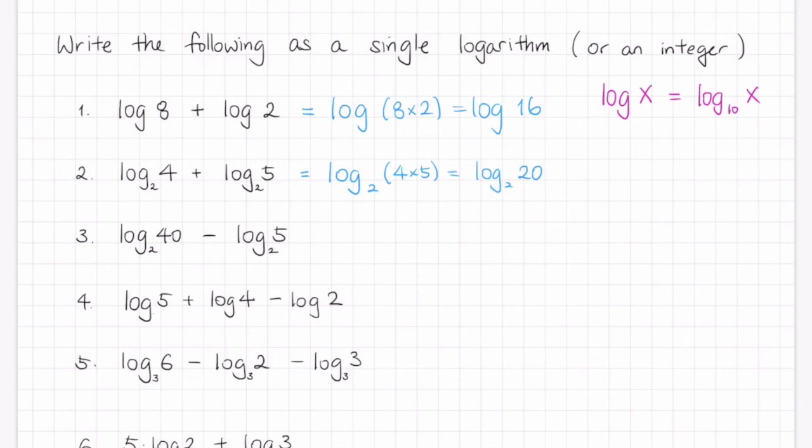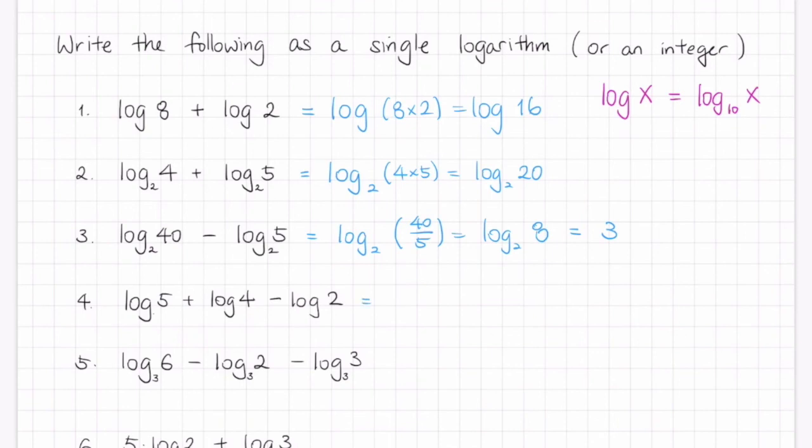And here we're using the second rule. Remember, when there's a subtraction there, it's division inside the log. So it's log base 2 of 40 divided by 5, which is log base 2 of 8. In this case, I can write this as an integer, 3. Okay.